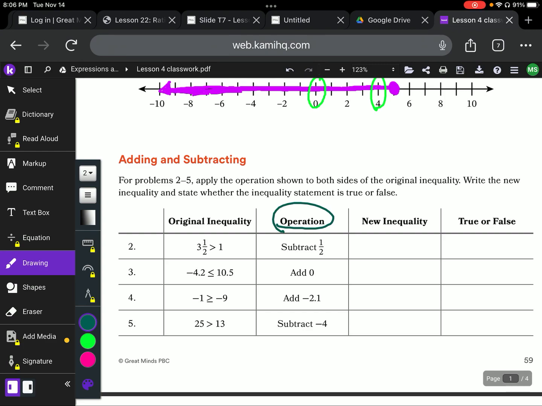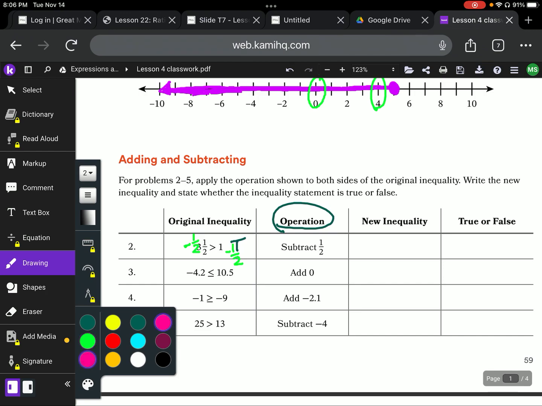So right now we have 3.5 is greater than 1. Yes, this is a true inequality. 3.5 is greater than 1. But what happens when we subtract a half from each number? That means that we are going to be subtracting a half from this side and subtracting a half from this side. What happens? Well, 3.5 minus a half is 3.